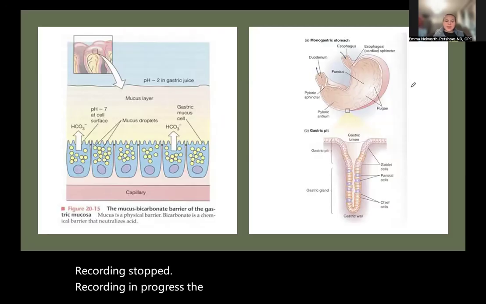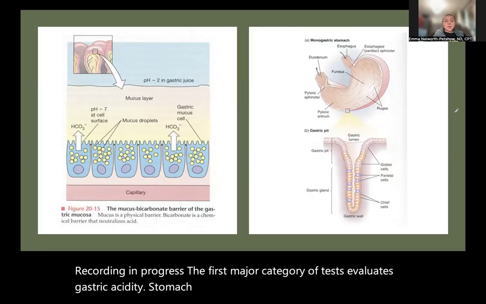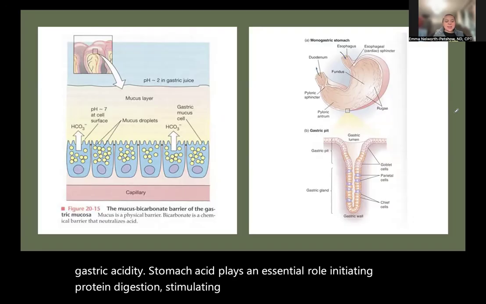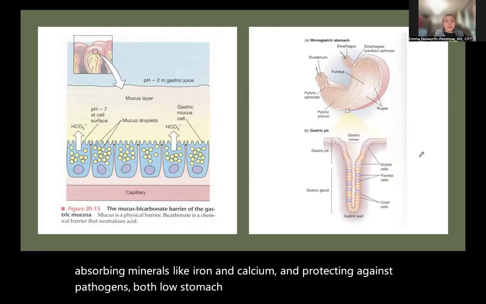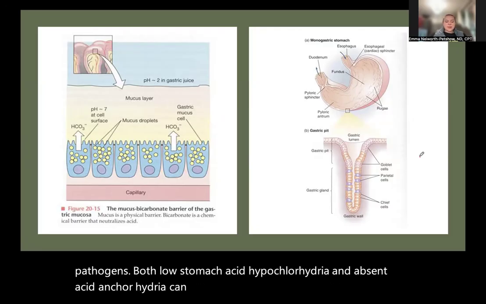The first major category of tests evaluates gastric acidity. Stomach acid plays an essential role in initiating protein digestion, stimulating pancreatic enzymes and bile release, absorbing minerals like iron and calcium, and protecting against pathogens. Both low stomach acid, hypochlorhydria, and absent acid, achlorhydria, can significantly impair downstream digestion and absorption.